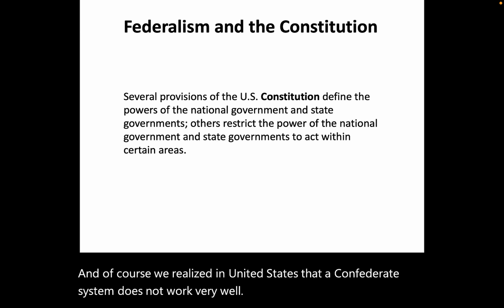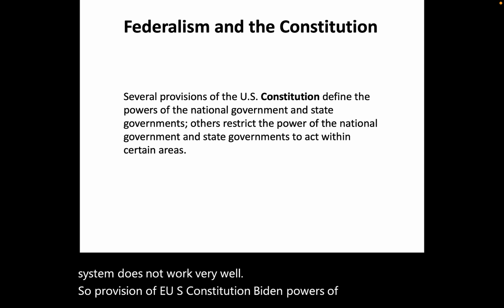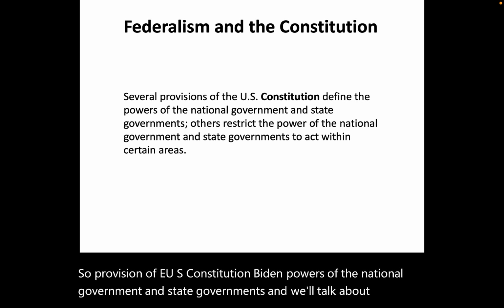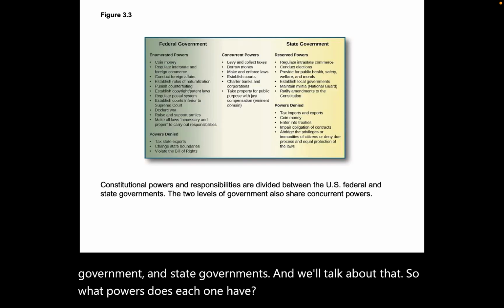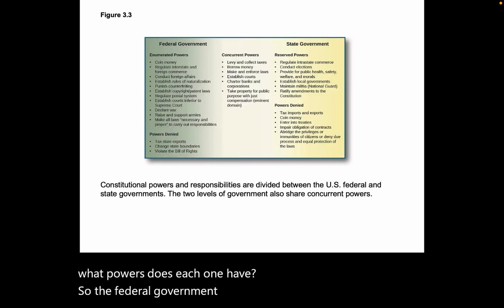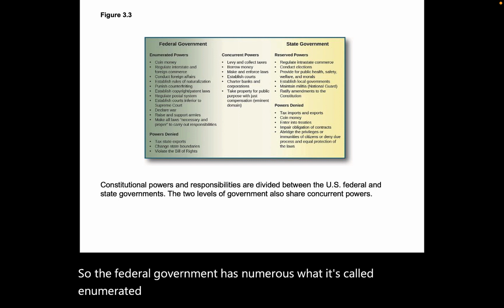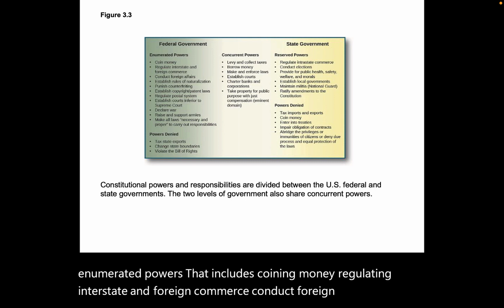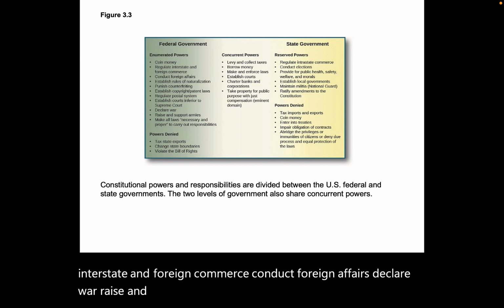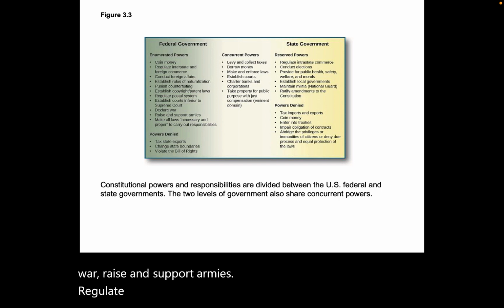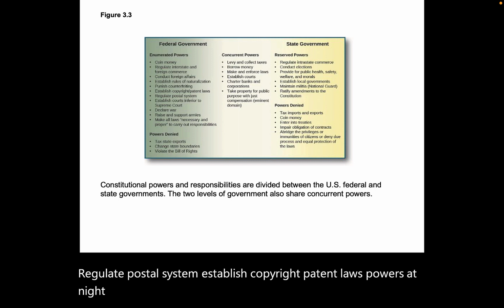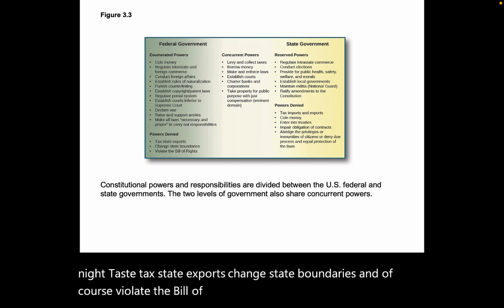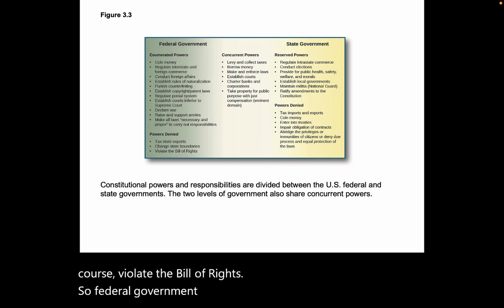Several provisions of the U.S. Constitution define the powers of the national government and state governments. So what powers does each one have? The federal government has what are called enumerated powers. That includes coining money, regulating interstate and foreign commerce, conducting foreign affairs, declaring war, raising and supporting armies, regulating the postal system, and establishing copyright and patent laws. Powers denied are to tax state exports, change state boundaries, and violate the Bill of Rights. So the federal government cannot do those things.